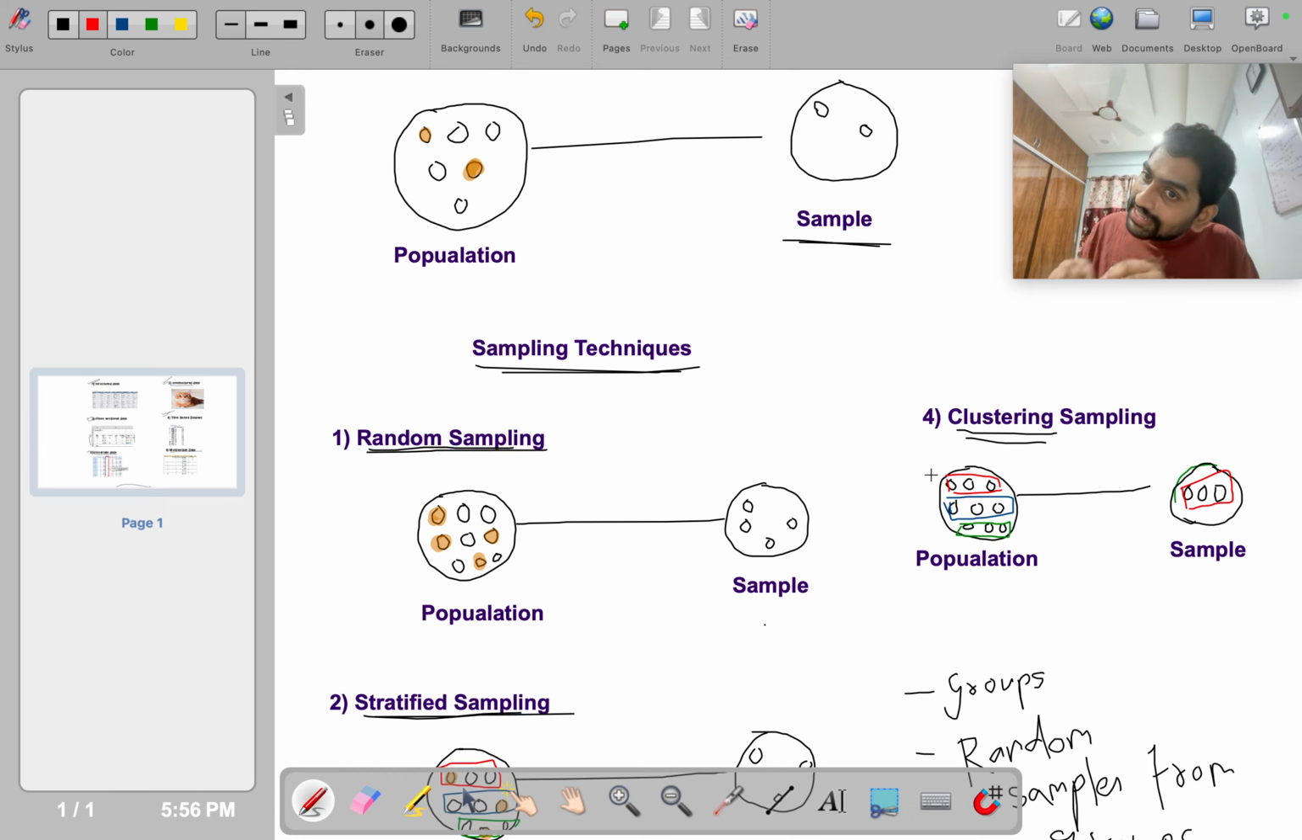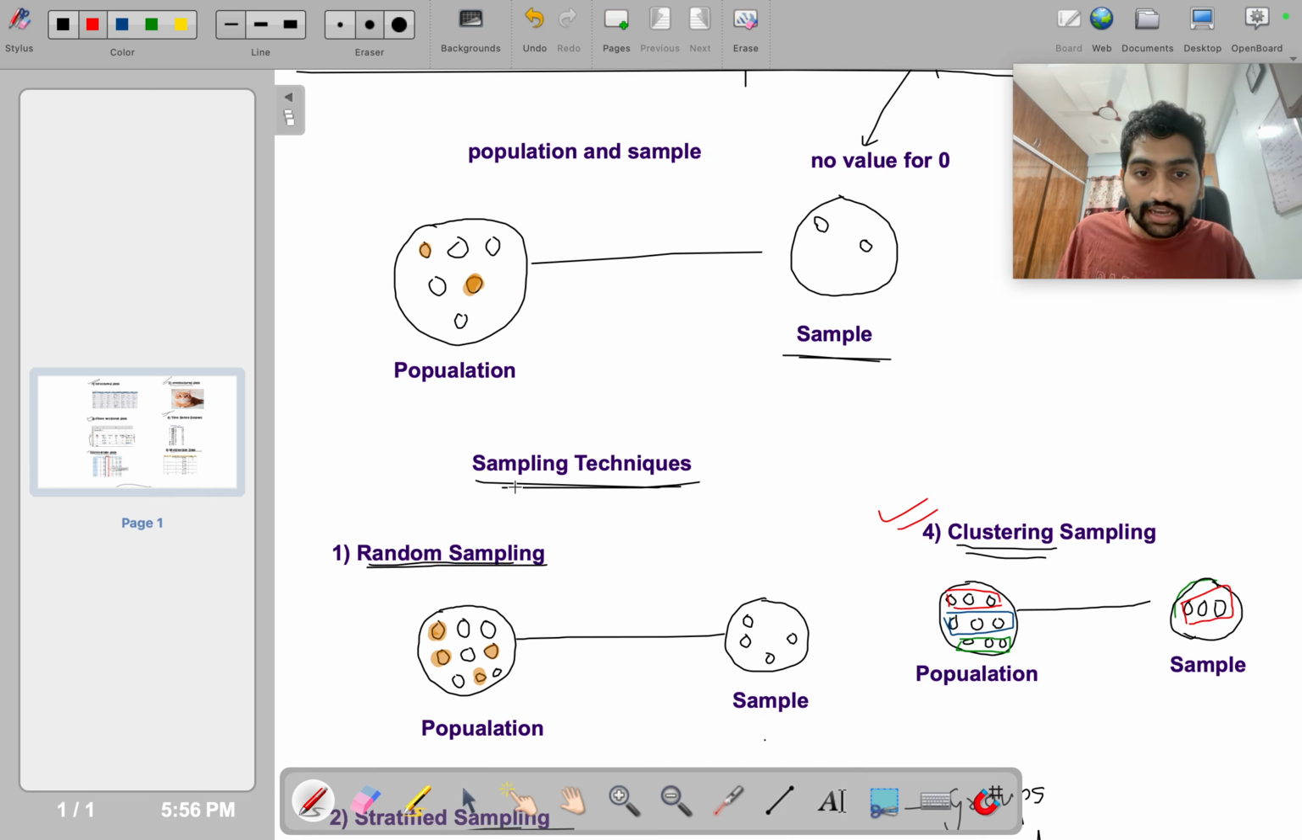And we will select one particular group. Let's say we select the 10th class, and in the 10th class, for all the students we will calculate the average height, and that value we will tell that, okay, in our school the average height of a student is this much. So this is one of the best applications of clustering sample. So these are the four samplings that are important.